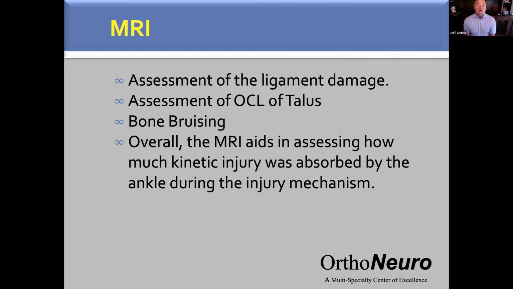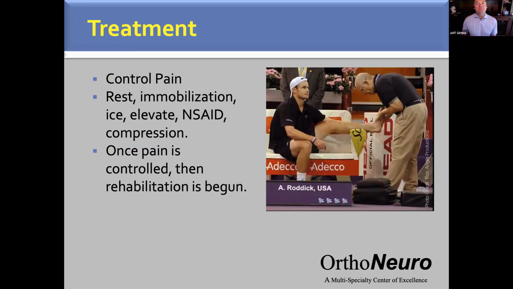But in an MRI scan, we're looking for the assessment of the ligament damage. Also, we can look for any type of damage to the bone called an osteochondral lesion or an injury pattern to the talus bone. There can be bone bruising to determine the extent of the injury. The bone can swell, and that will show up on the MRI scan. And that can be a cause of someone having long-term pain as well as swelling. The MRI aids in assessing how much kinetic energy was absorbed by the ankle during the injury mechanism, which can be very significant for individuals.